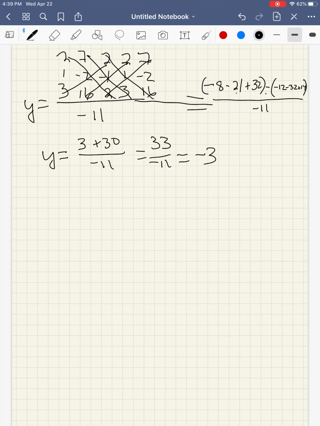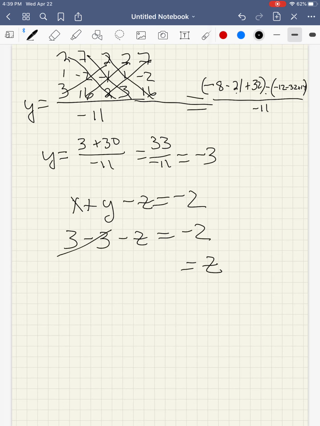And though we can use Cramer's rule to find z, it's not really necessary. Once we already have x and y, we can just plug in what we have into any one of those equations. So I'm just going to say x plus y minus z is equal to negative 2. That's the middle equation. And plug in the 3 that we got for x and the negative 3 we got for y, and then we'll solve for z. So z will be equal to positive 2. So as an ordered triplet, it would be 3, negative 3, comma 2.